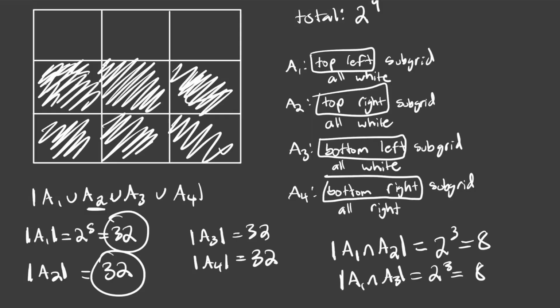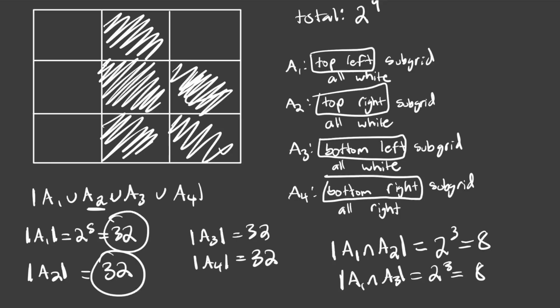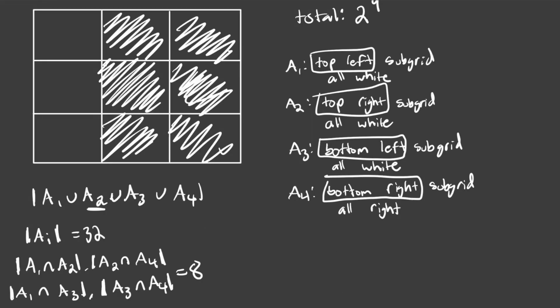And the exact same story for the exact same reasons is going to be true for the magnitude of intersection between A3 and A4, which would look something like this. Again, we have 2 different options for our 3 remaining squares, so it's going to be 8 as well. And the same is going to be true for this one up here, which would be A2 intersection A4. So I've just simplified to make some more space here.